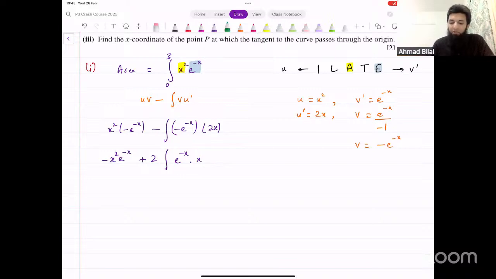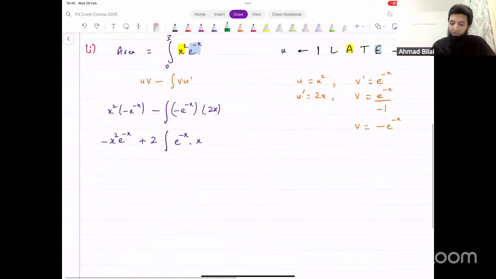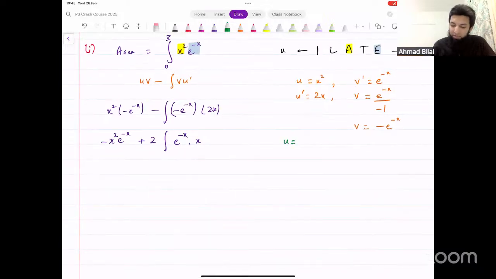Okay, again, use I late. X is algebraic. E power minus x is exponential. So again, we will take u as x and v dash as e power minus x. Now we have already integrated this above. U dash turns out to be 1, and v will turn out to be the same thing again, which is minus e power minus x.